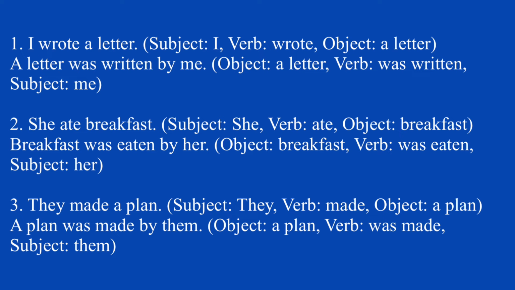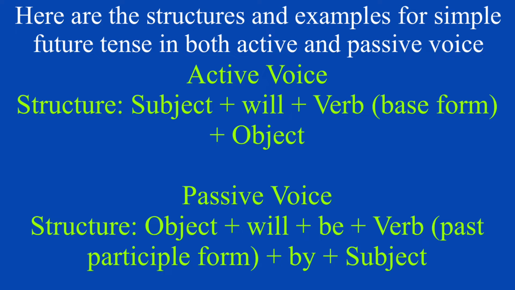The next example: she ate breakfast. Breakfast was eaten by her. They made a plan. A plan was made by them. Have a glance at the structure of how we change, so that you can change easily from active to passive voice without making any mistake. Here are a few examples in the simple future tense. Active voice structure: subject, will, verb, object. Passive voice: object, will be, verb meaning V3, by subject.